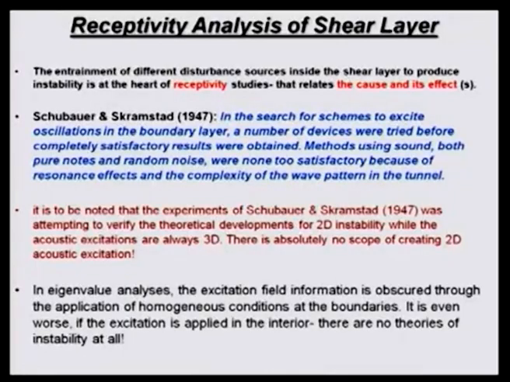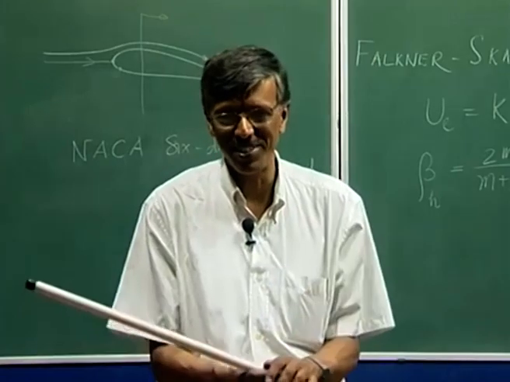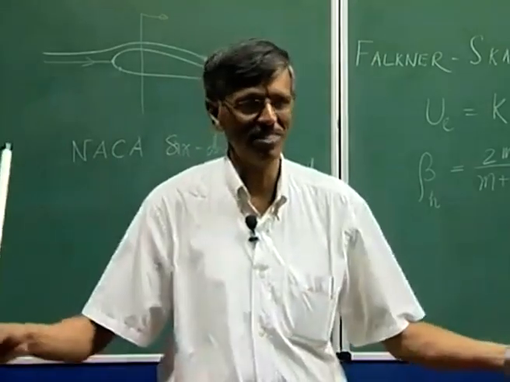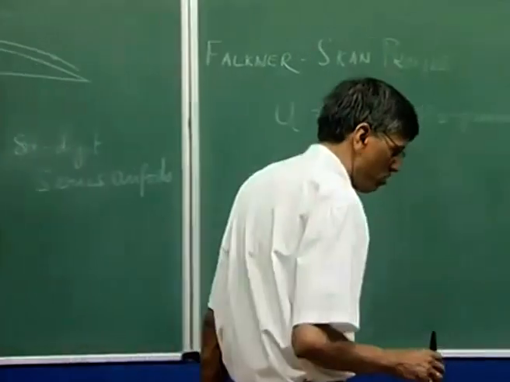Then this part we need to keep in mind that in eigenvalue analysis, the excitation field information is completely lost because of our insistence upon satisfying homogeneous conditions. It is even worse if the excitation is applied in the interior; there are no theories of instability. So, we always create disturbances on the boundary. Suppose I put a sort of a vibrator somewhere in between, instability theory, eigenvalue theory, has no clue, can't say what is going on. So, it was the situation till the mid 80s or so.